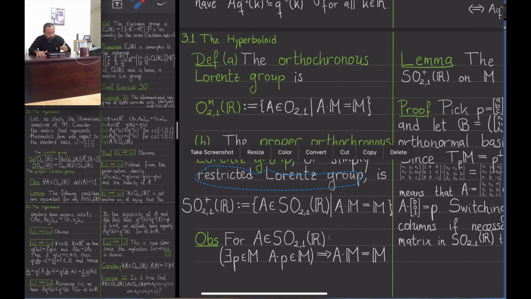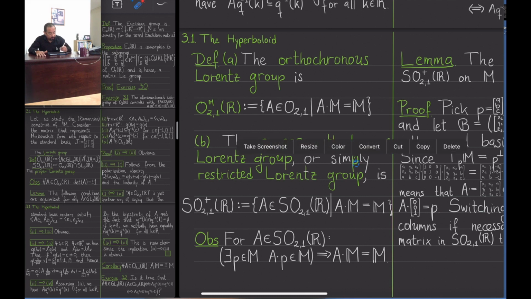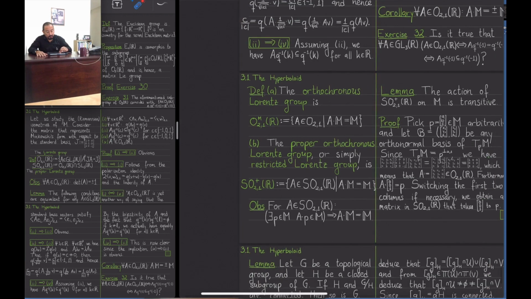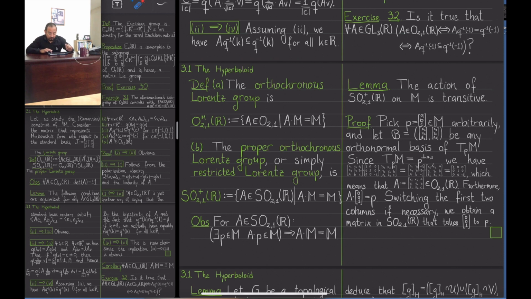To give you a hint of what's going to happen, which is a non-trivial fact: the theorem is going to be that the orthochronous Lorentz group is the full group of Riemannian isometries of M, and the restricted Lorentz group is going to turn out to be the group of Riemannian isometries of M that preserve the orientation. That's a hint of what's going to happen.